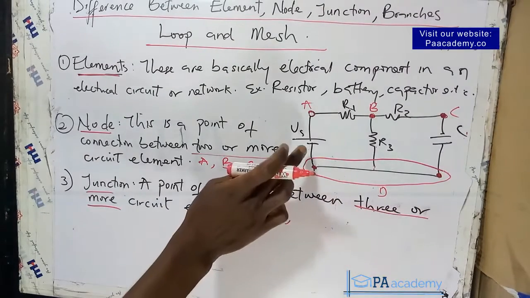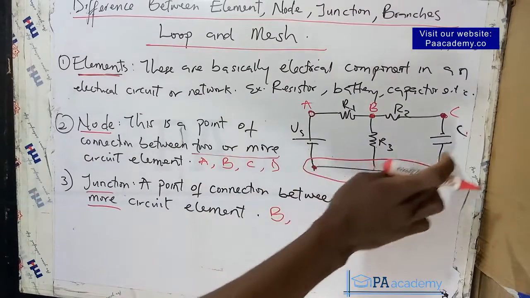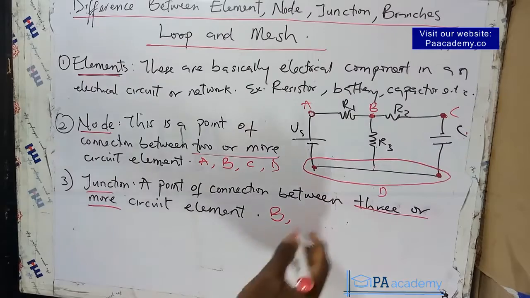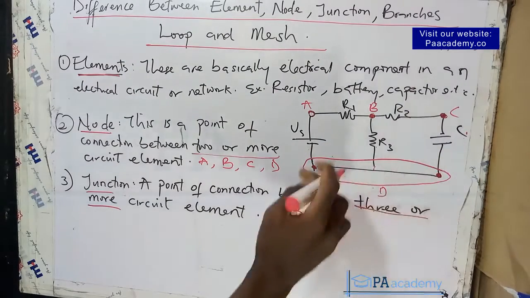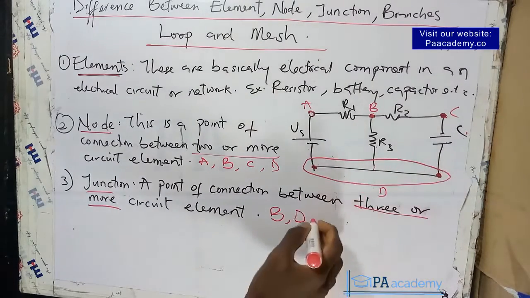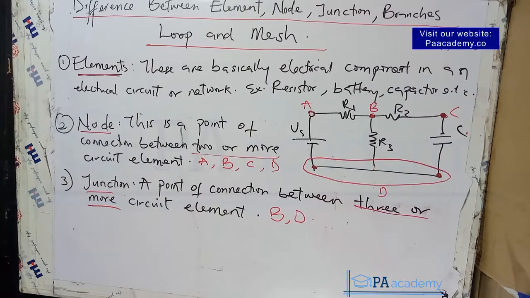Point D is connecting the voltage source, R3, and the capacitor. That makes point D, as it is like this as a whole, also a junction. So that's the difference between a junction and a node, and that explains that. So now let's look at the next one.